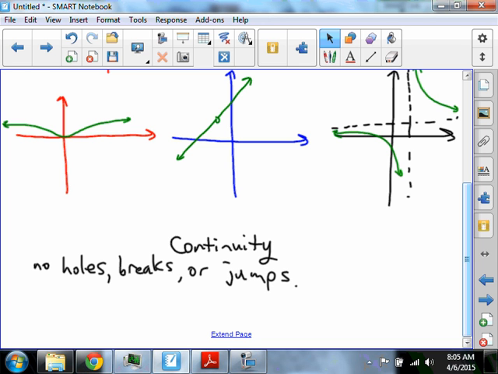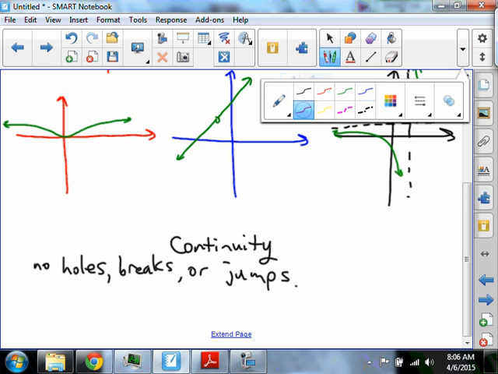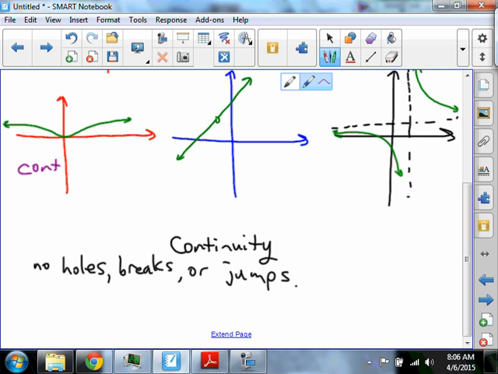But if we look at this first graph, it does have a dip in it, but there are no holes in it, no breaks in it, no jumps in it. This first graph is what we say is continuous. Let me get out my purple marker here. This first graph is continuous.